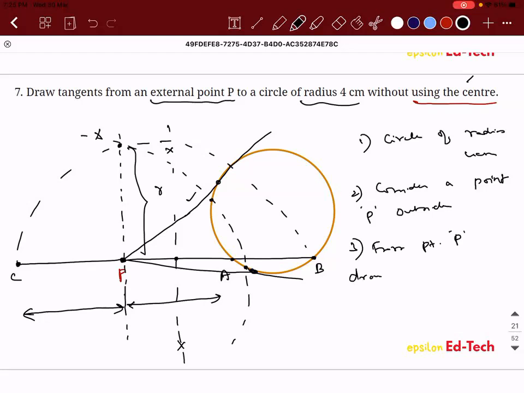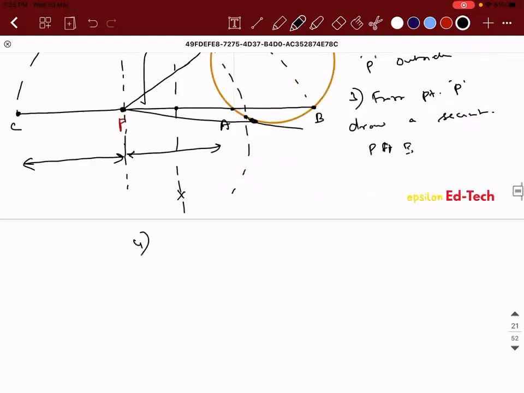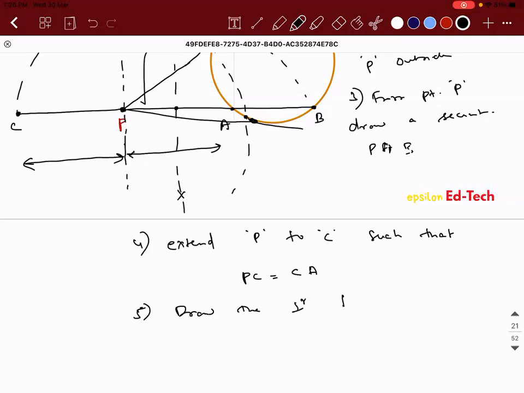draw a secant PAB. Then you extend P to C such that PC is equal to CA. Okay. Fifth is draw the perpendicular bisector of PB.